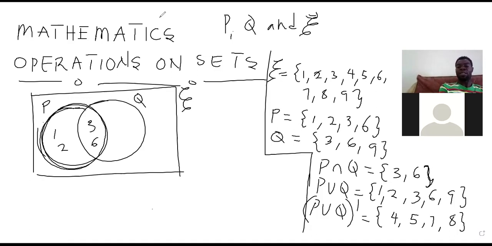Now, if you want the members in Q only, that is when we take out the intersection. What is left? That is 9. So the members of Q are 3, 6, 9, but the members of Q only is 9. And those who are part of the universal set but neither in P nor Q will be here. So 4, 5, 7, 8. They'll be the complement. That is P union Q, all complement: 4, 5, 7, and 8.